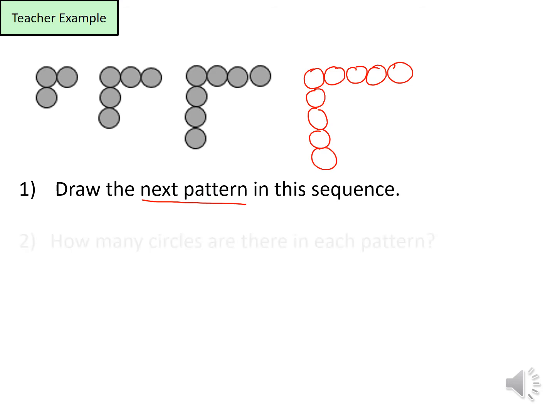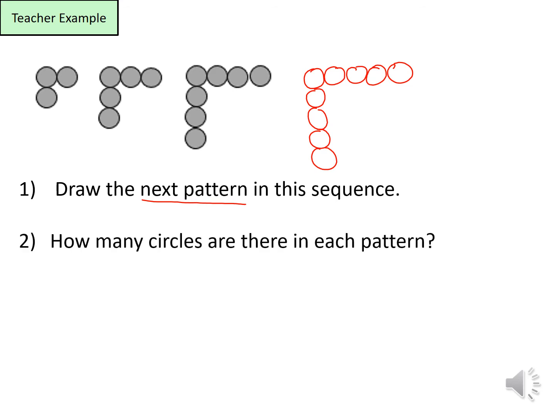Let's have a look at the second question. How many circles are there in each pattern? That is quite simple. All you have to do is count. So the first one is 3, the second one is 5, third one is 7, and the last one that we just drew out now has 9 circles.